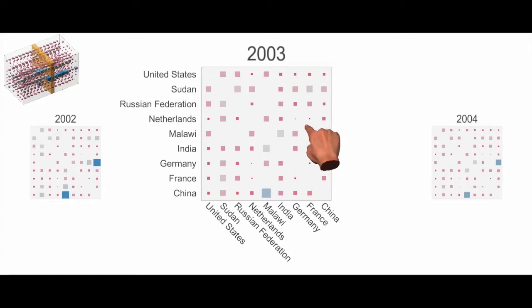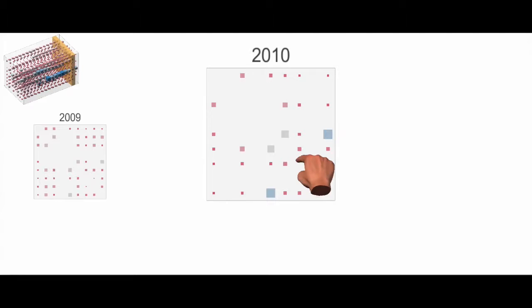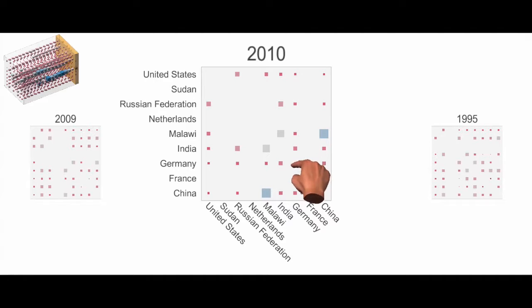The user uses a clockwise circular motion to rapidly scroll through subsequent slices, making a cursory determination of how long this trade relationship continued.